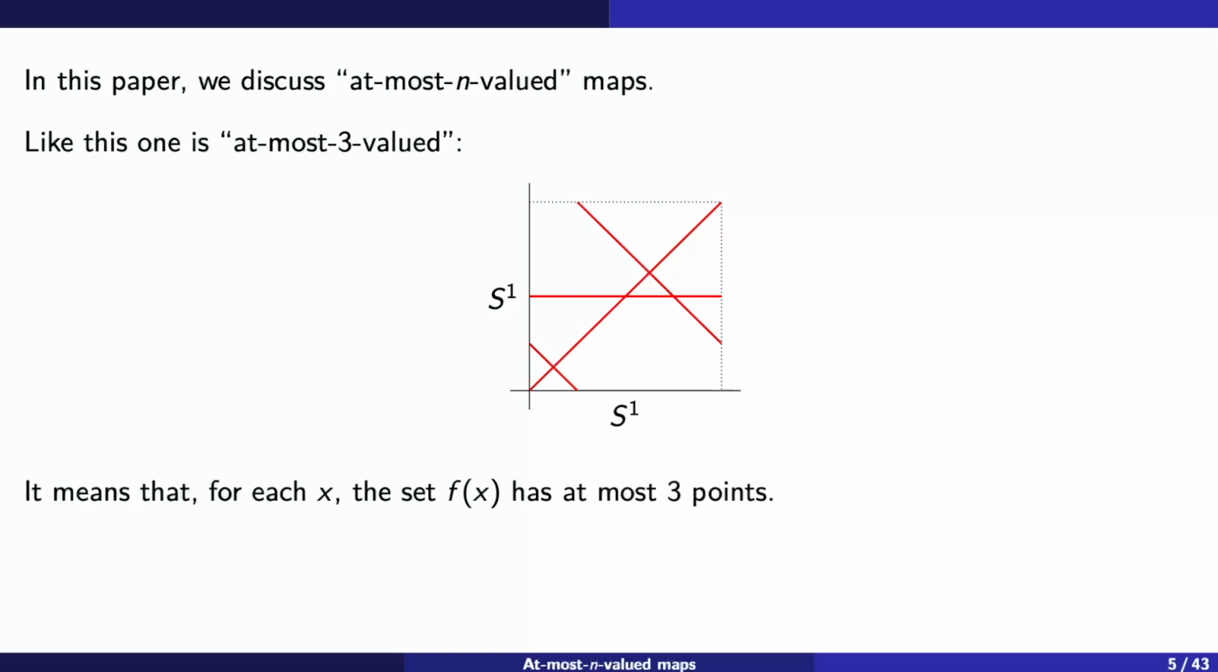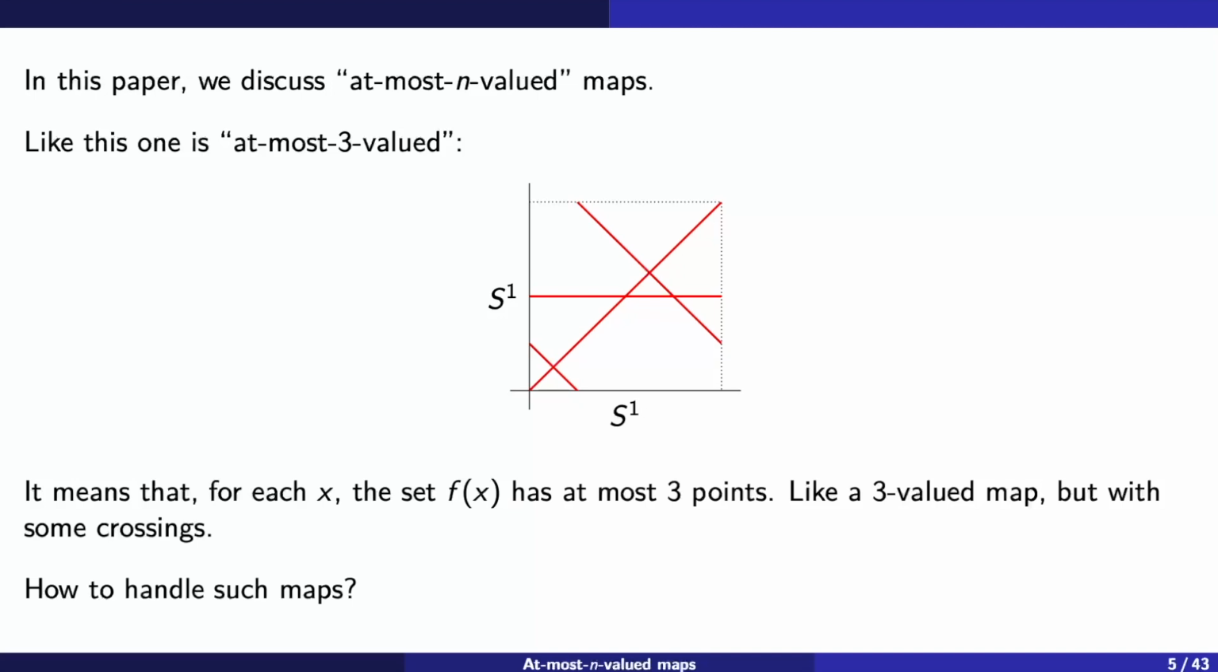But that's what I mean by at most n-valued map. So that's an at most 3-valued map. This is like a 3-valued map, but it has some crossings where maybe it goes down to 2. And it could be that all 3 lines cross at once and it goes down to only 1 value. That's called the at most 3 value.